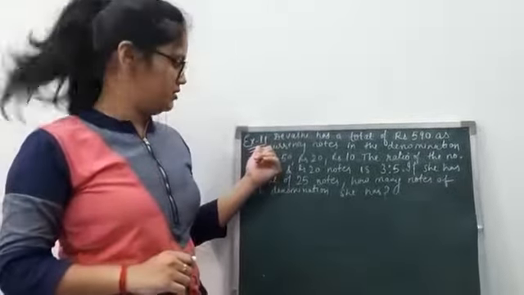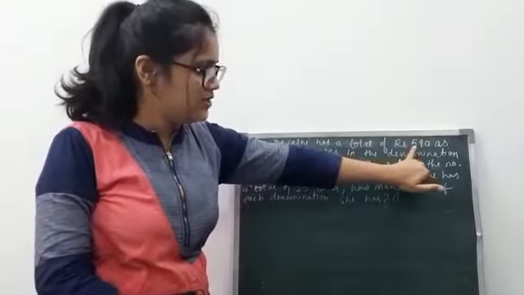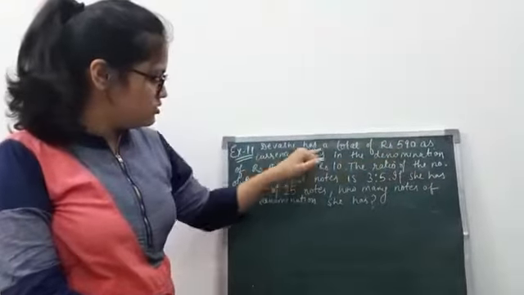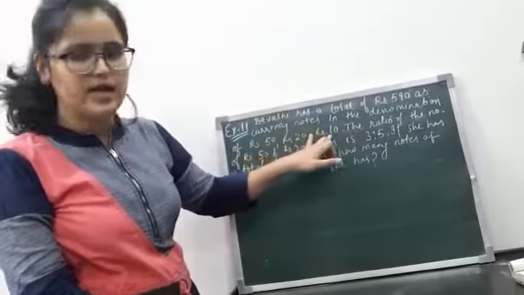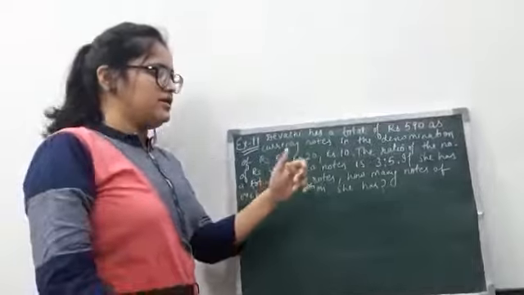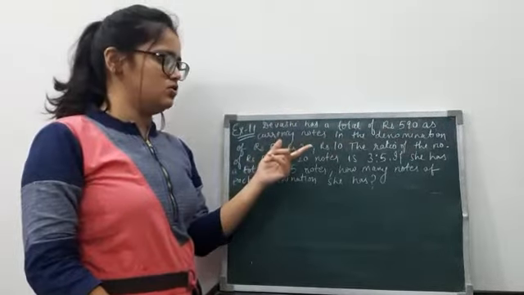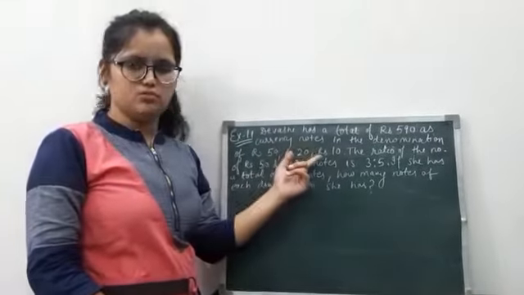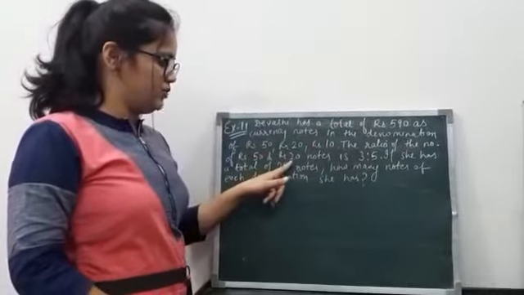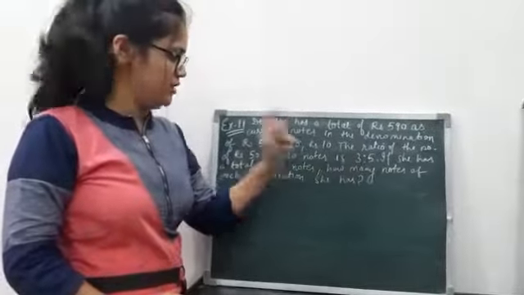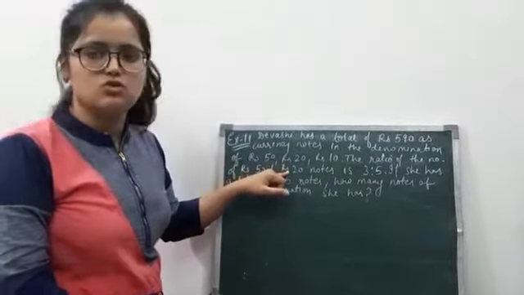Example number 11: Devashi has a total of 590 rupees as currency notes in the denominations of 50 rupees, 20 rupees and 10 rupees. So she has a total of 590 rupees with her, and all these notes are in 50, 20 and 10 rupee denominations. The ratio of the number of 50 and 20 rupee notes is 3 is to 5. So a relation is given for 50 and 20 rupee notes.